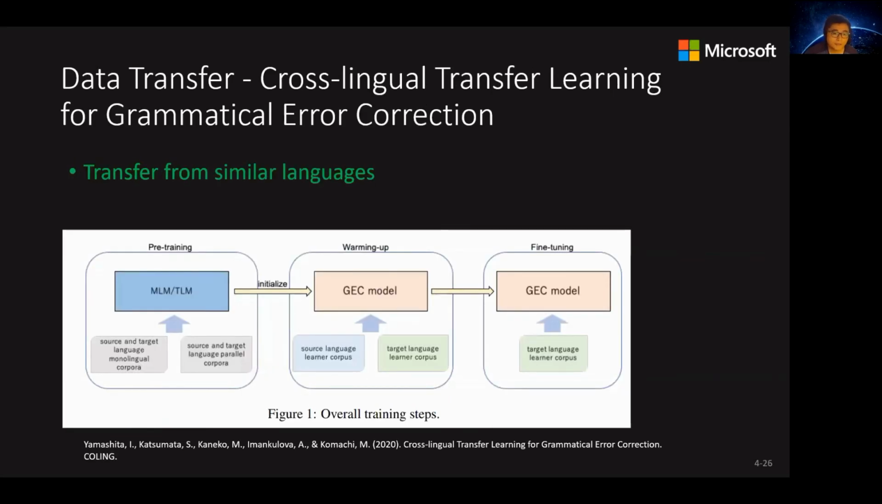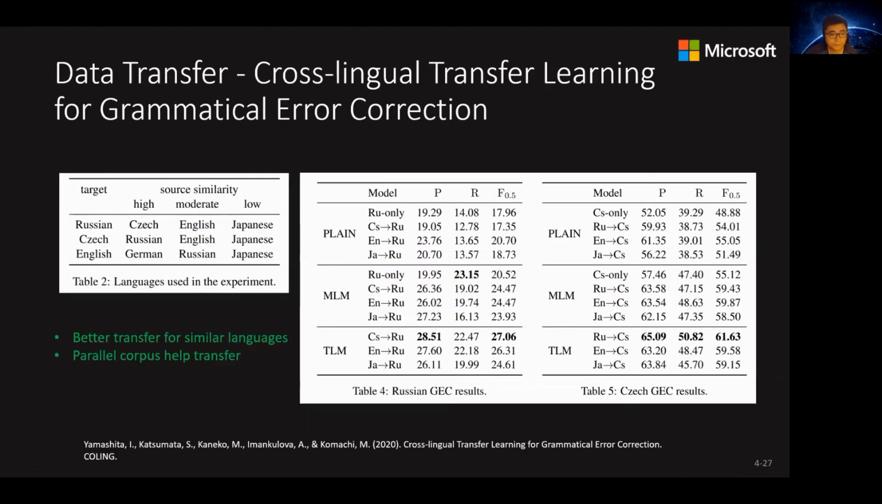Another method of data transfer is to leverage data from similar languages. Yamashita et al. proposed an experiment to verify whether similar languages could lead to better transfer. In the GEC three-stage training framework, they also add source language learner corpus in the GEC model training, which is the second stage. To study the impact of language similarity, 4 languages are chosen, namely Russian, Czech, English, and Japanese.